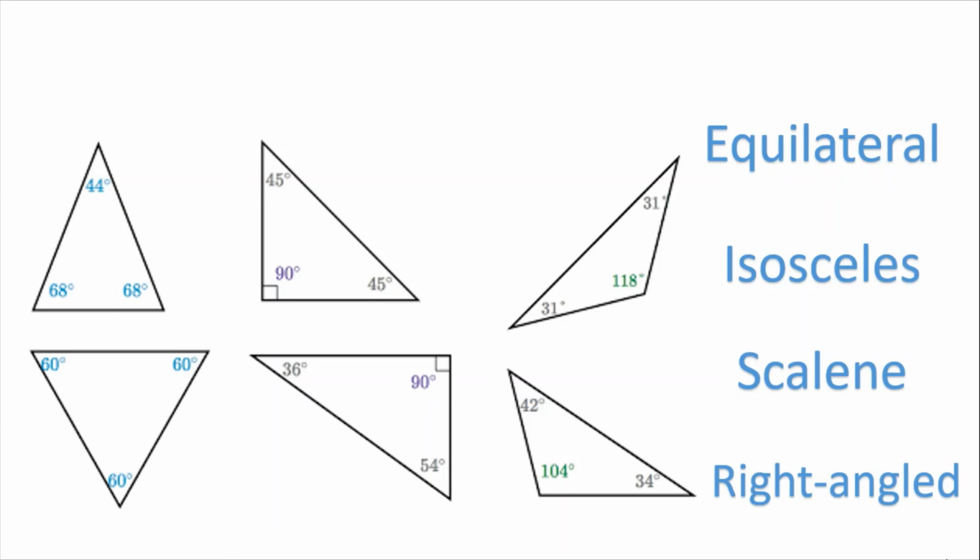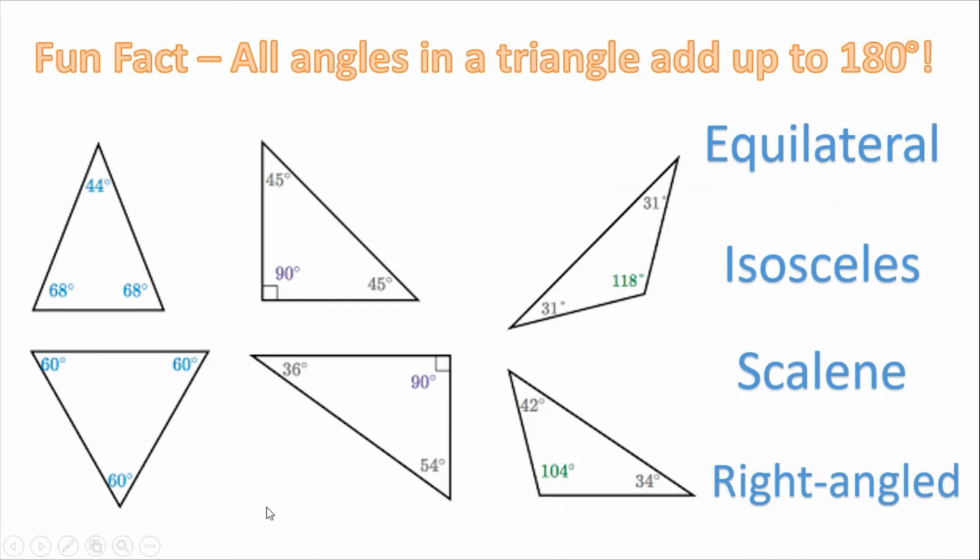Now I've got a fun fact for you. All angles inside a triangle add up to 180 degrees. In a circle, a full circle, we have 360 degrees, but in a triangle, all the angles have to and always add up to 180 degrees.